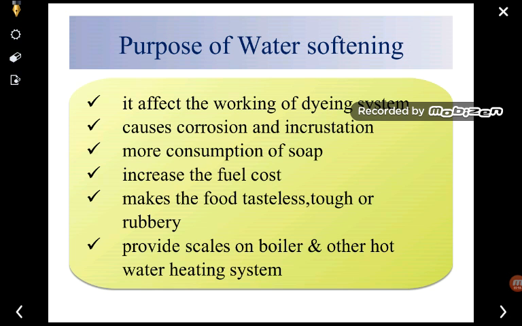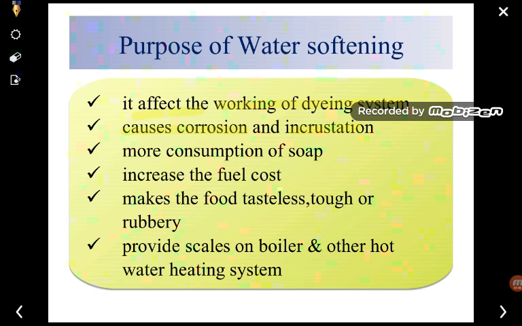So why should this hard water be softened, or converted into soft water? Because it affects the working of the dyeing system, and sometimes it also causes corrosion and incrustation. Incrustation means deposition in the form of crust or layers. So sometimes it causes incrustation inside the pipes. It is deposited in the form of a layer and causes blockage of the water supply. So it causes corrosion as well as incrustation.